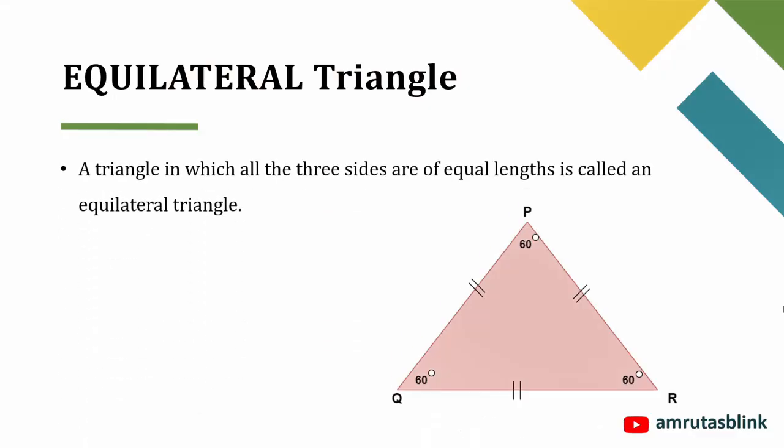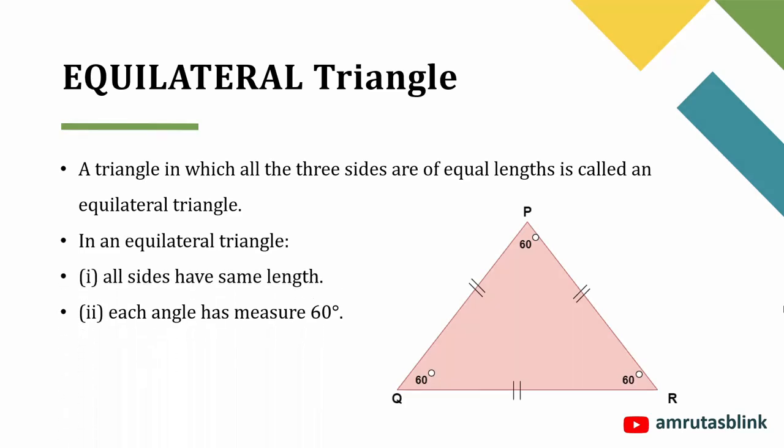Now let's see specific types of a triangle. First is equilateral triangle. A triangle in which all three sides are equal in length is called an equilateral triangle. In an equilateral triangle, all the sides, that is side PQ, side QR and side RP, have equal length, and all three angles are also equal, that is angle P is equal to angle Q is equal to angle R, which is equal to 60 degree. So all 6 elements, 3 sides and 3 angles of an equilateral triangle are equal.